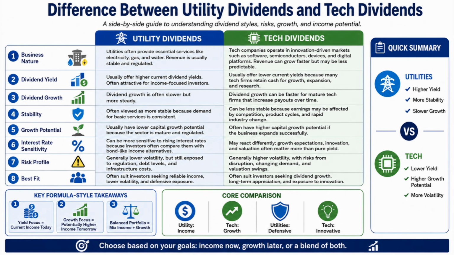Next, consider growth potential. Utility companies normally have lower capital growth potential because the sector is mature and heavily regulated. Demand may grow steadily, but utility companies often require large amounts of capital to build and maintain power plants, networks, pipelines, and other infrastructure.